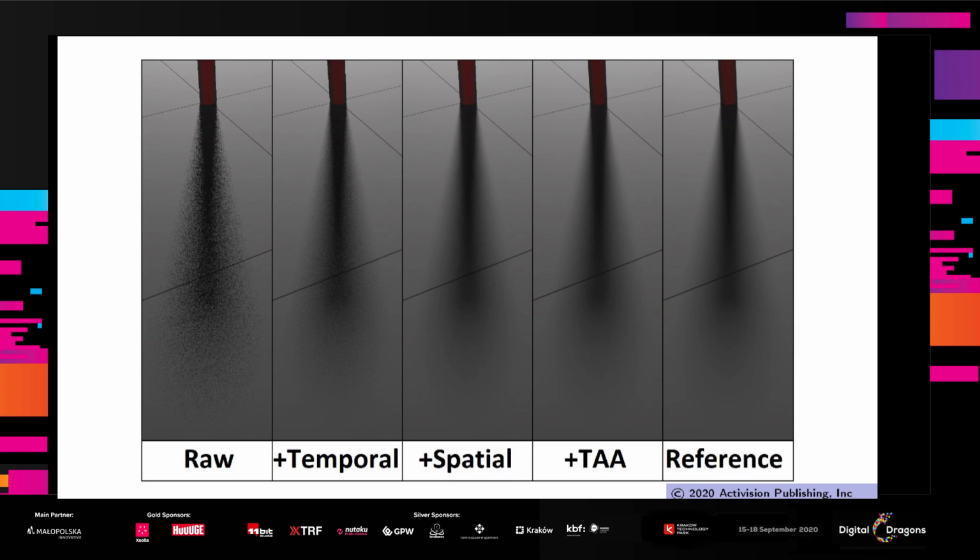Here you can see the whole denoising process. If the temporal denoiser has time to converge, spatial blur and TAA will only add minor refinement because the shadows are already soft. So what happens in cases when the temporal denoiser does not have time to converge?